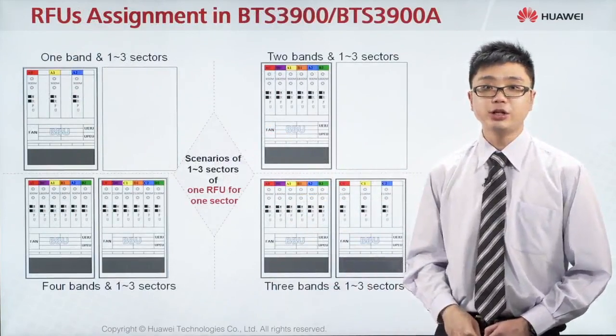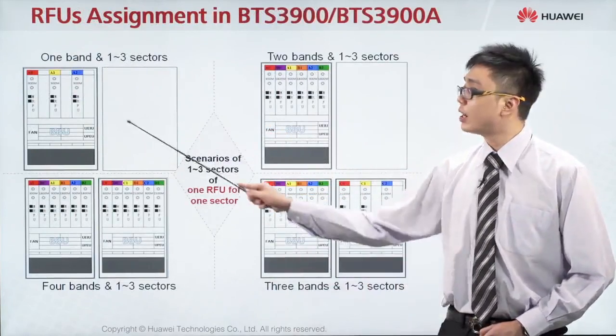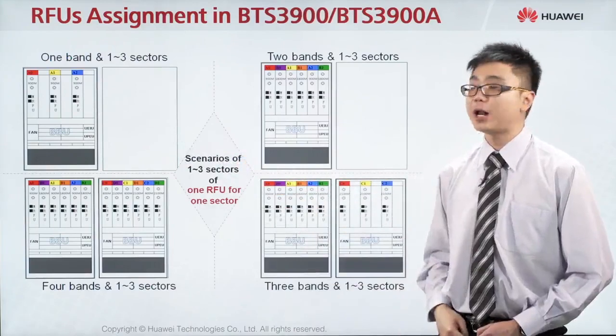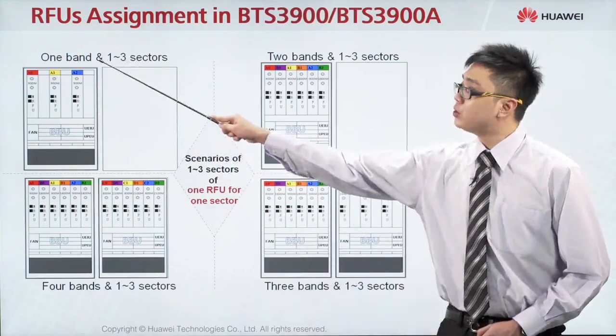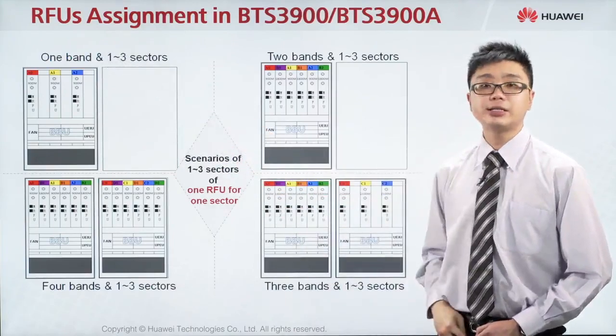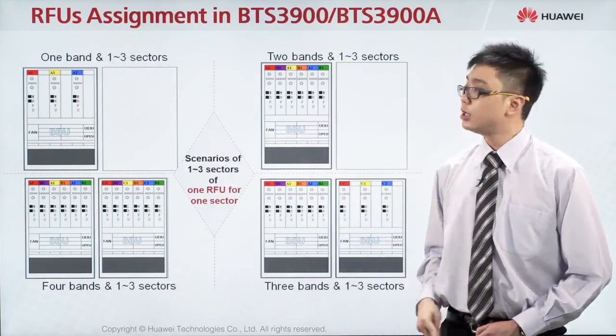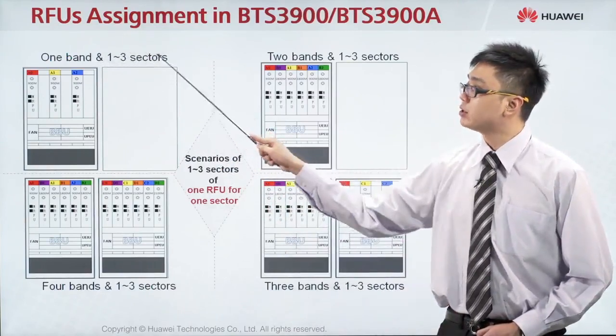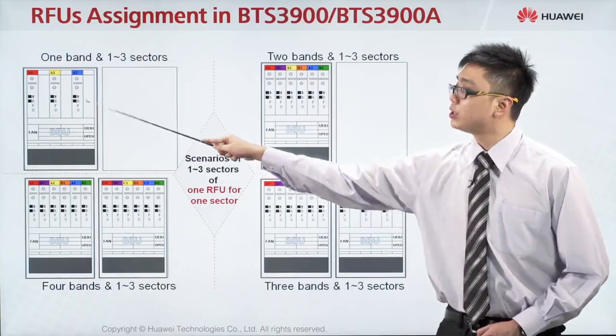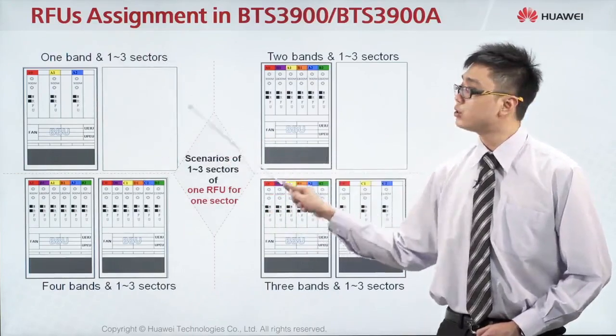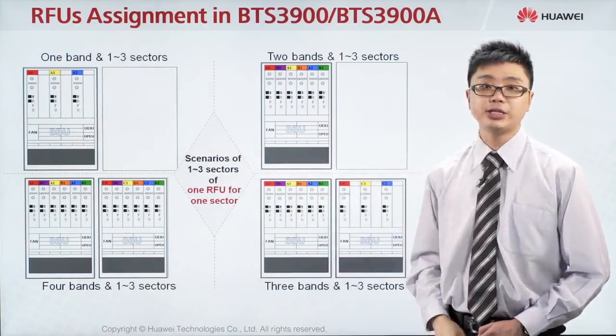Remember just now I mentioned that one RF board can only support one band at one time. So if I'm using one band only, for example band 900, so one sector, one band. So you have three sectors, so you need to have three RFU. So here is the example, one band for three sectors.